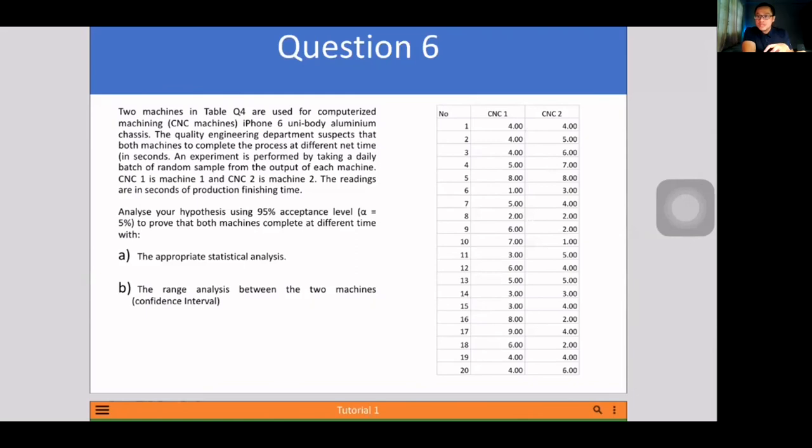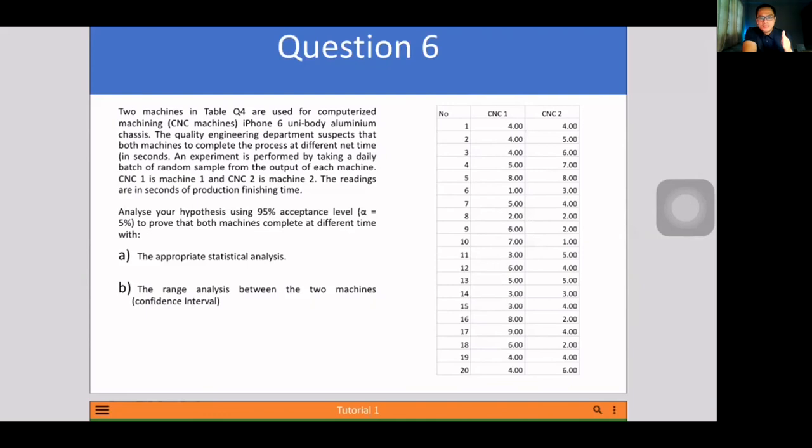So let's see how this question works. First, I give a story: two machines produce iPhone bodies. That's a story. I could come up with something else, but that's a story. Then the objective: the quality engineer suspects that both machines complete at different times. Therefore, the department thinks that these two machines are not performing at the same rate. Is it important for a manufacturing process?